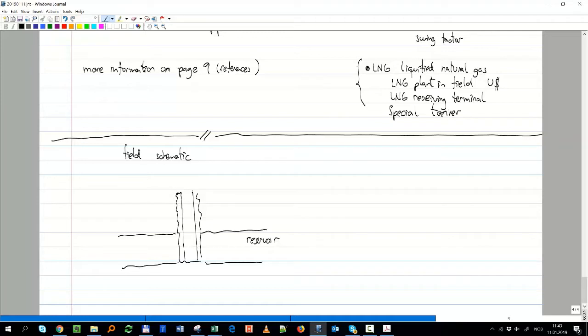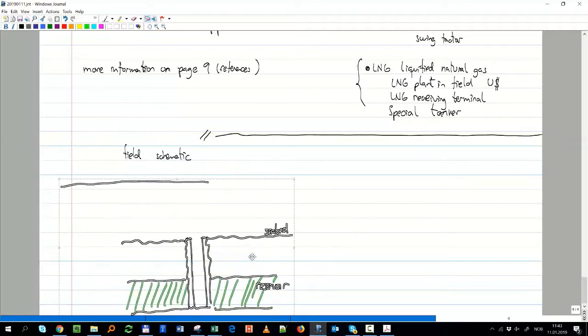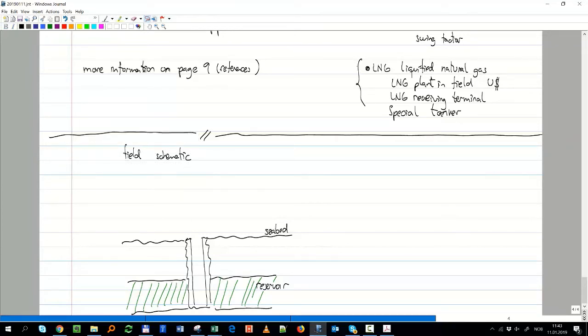The surface, in this case, can be the seabed, or it can be the platform. Let me make it maybe with that color. And then I have a set of valves that you don't have to see for now, but these are valves that we use in a well.